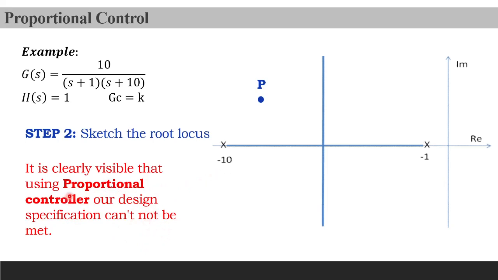So if you try to achieve the design using a proportional controller for the same plant function, I'm sorry, you cannot achieve your design specification using a simple proportional controller, right? So now let's move forward and think about what else we can do. And what could be the disadvantages of using a proportional controller?